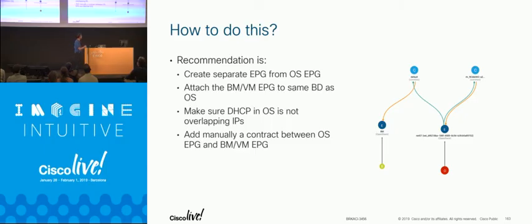By doing so, the enforcement of this contract is done by an ACI administrator. So it's not pushed to the OVS. OVS will not know about it. But the enforcement will be done at the ACI top of rack switch level.